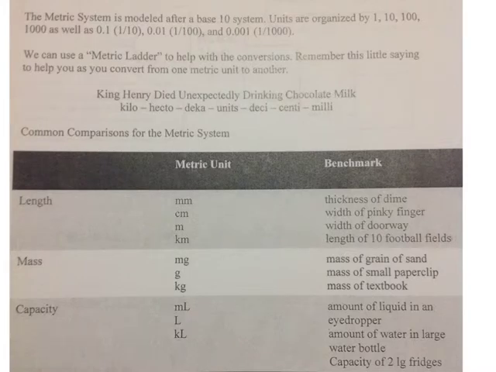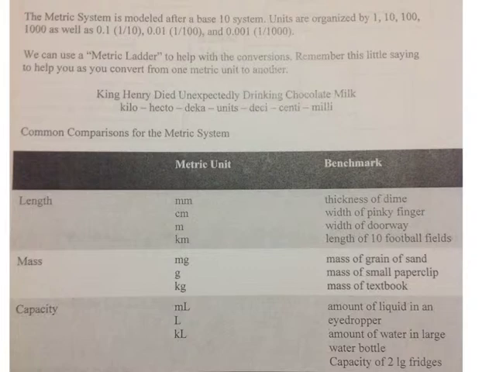Okay, this is our lesson on the metric system. The metric system is modeled after a base 10 system. Units are organized by ones, tens, 100, 1,000, as well as 0.1, which is 1/10, 0.01, which is 1/100th, and 0.001, which is 1/1000th.